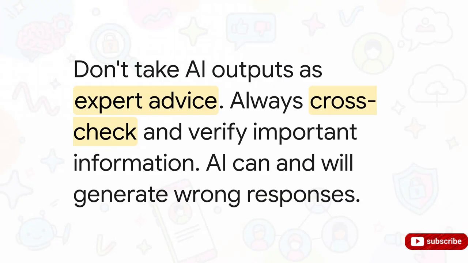And finally, a really critical rule: never take an AI's output as the absolute truth. These models can and do make mistakes. It's a phenomenon people call hallucination. They might just invent facts or cite sources that don't exist. So whether you're asking for medical advice or a line of code, always cross-check and verify important information. Think of it as a brilliant but sometimes unreliable assistant.